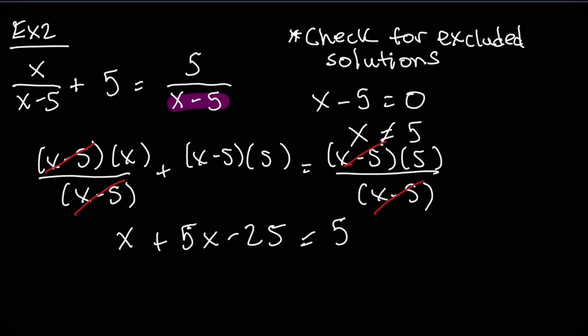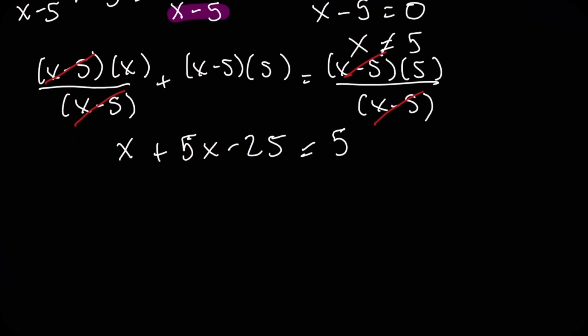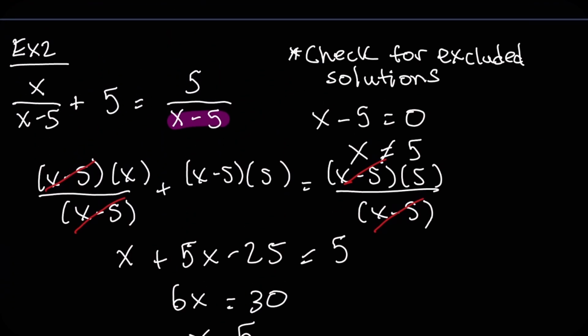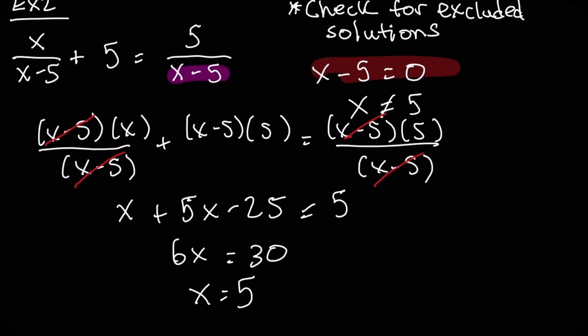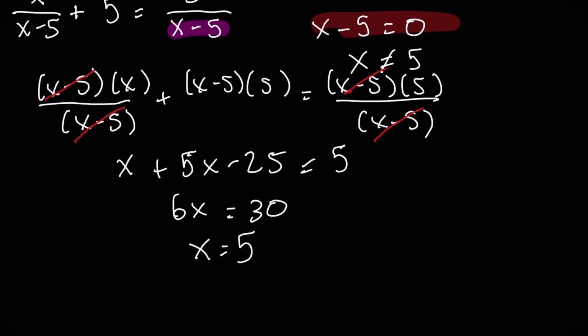So go ahead and solve for x. We will have 6x is equal to, and I'll just add this 25 over to the right hand side, so that'll be 30, and x is equal to 5. And again, we're not done here. We want to go ahead and check to see x is equal to 5, and that is what we did not want. We did not want it to be a 5 because this will make the bottom a 0. So what we can go ahead and say is that this is no solution because we have an excluded solution.